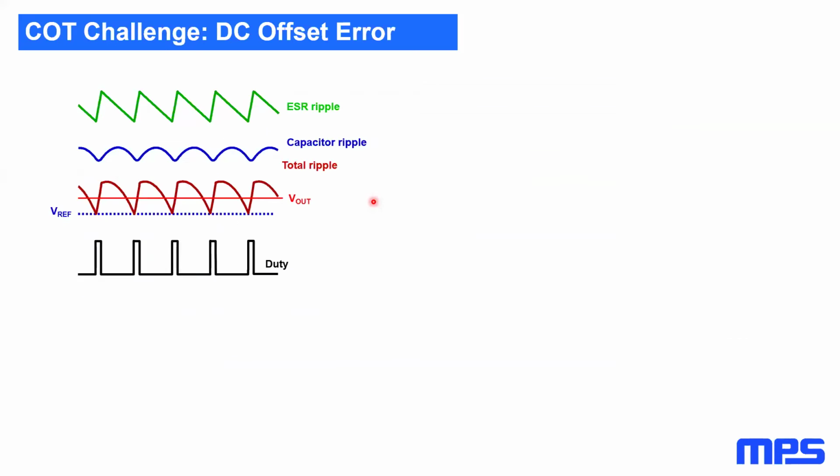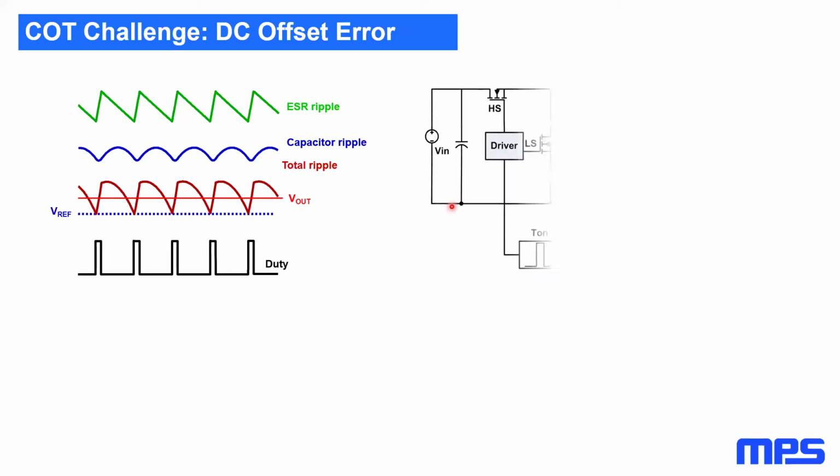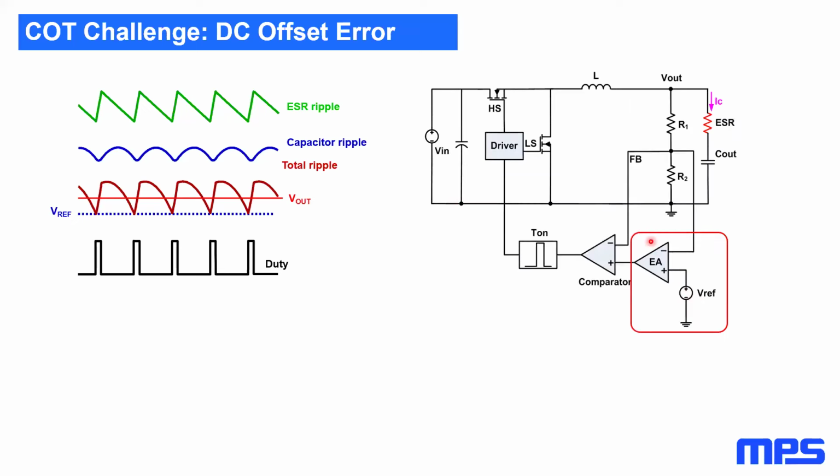One last challenge that I wanted to mention that we need to face when using constant on time is the DC offset error. As I said before, we're looking at the output voltage, comparing it to a reference voltage, and then once they meet in the comparator, we trigger the one-shot timer, and therefore recharge the output. However, this means that our average output voltage is going to be slightly higher than our reference. In order to resolve this, what we do is we add an error amplifier to the reference voltage.